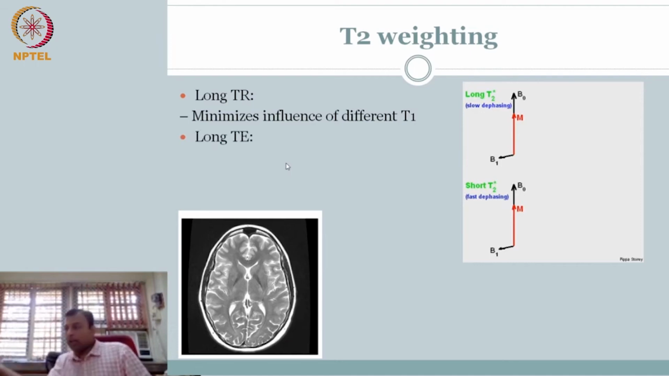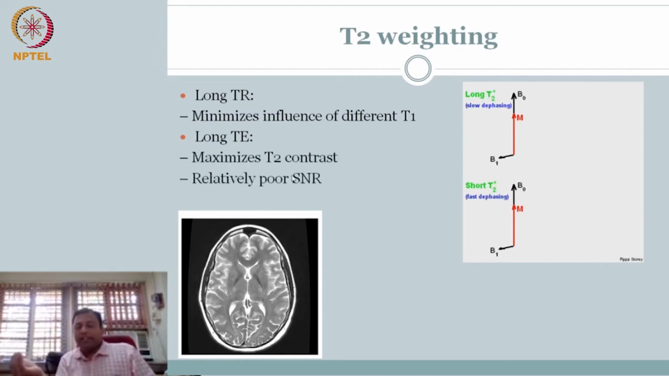But instead of a short TE, here I want a long TE, so that I can measure T2. It maximizes the T2 contrast, which is what we want, T2 weighting. So you wait so that the dephasing happens. But the problem, as you will notice, is the signal is going weaker and weaker, and I am measuring it as it drops down. That means I am going to have a relatively poor signal to noise ratio. Okay, but this is how you get T2 weighting.